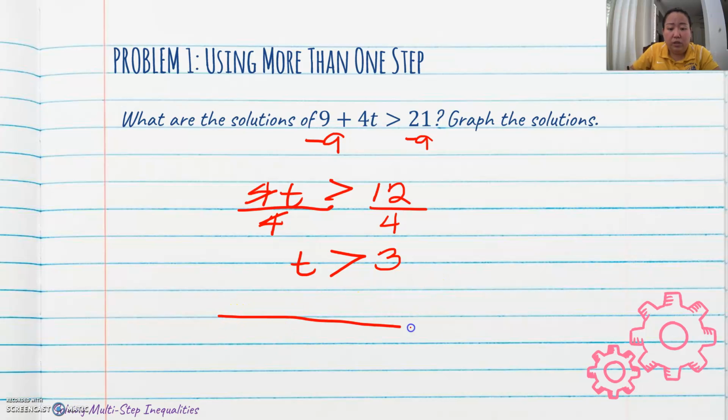And if we are going to graph it, on our number line, we have 0 as our reference. Positive 3 is on the right side of 0. It's a hollow dot on 3, and the arrow is pointing to the right. Okay, let's have another example.